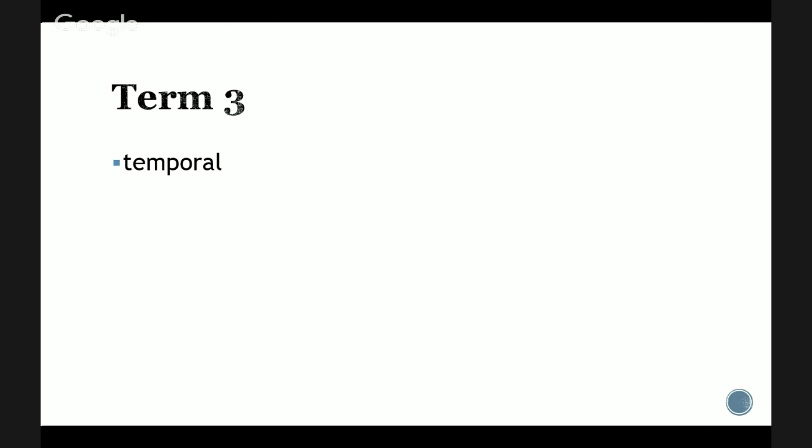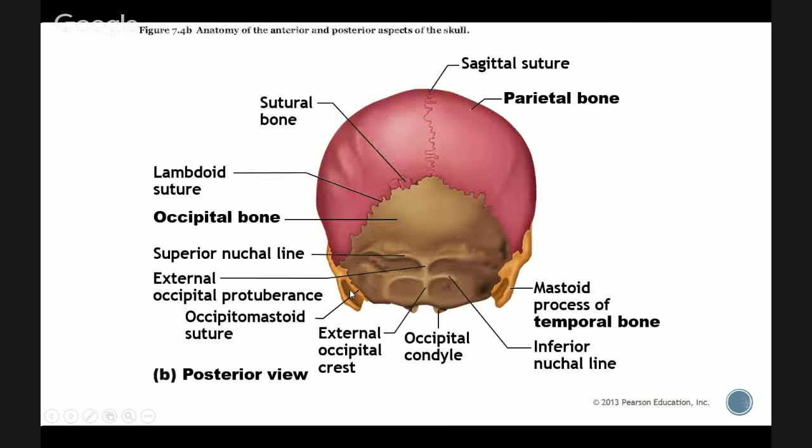Just going to show you a few more things, then we're going to finish up. T-E-M-P-O-R-A-L. All right, so here's that occipital bone that I was talking about. You can see the mastoid processes of the temporal bone, which I showed you. The parietal bones come together to form the superior part of the back of the skull, the posterior aspect, and the occipital bone is sort of the middle and the inferior aspect of it.